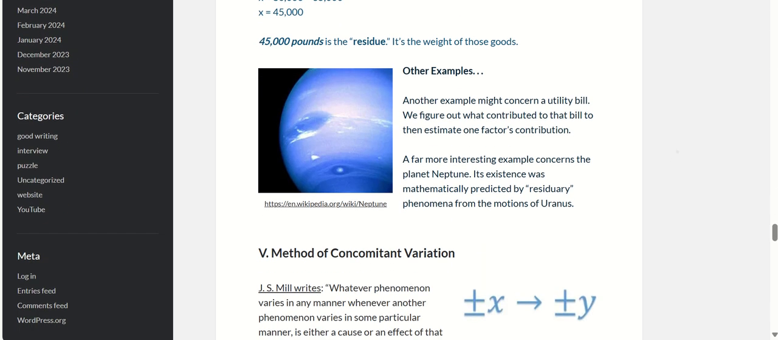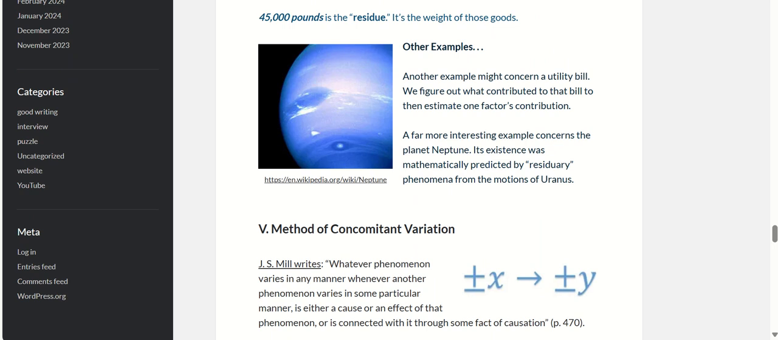But the interesting example, like I said, is actually the prediction that Neptune exists based on the motions of Uranus. They were able to infer that something is happening here based on its orbit, that something's pulling it, so to speak, and affecting its orbit, so there must be another planet. And that prediction turned out to be true.